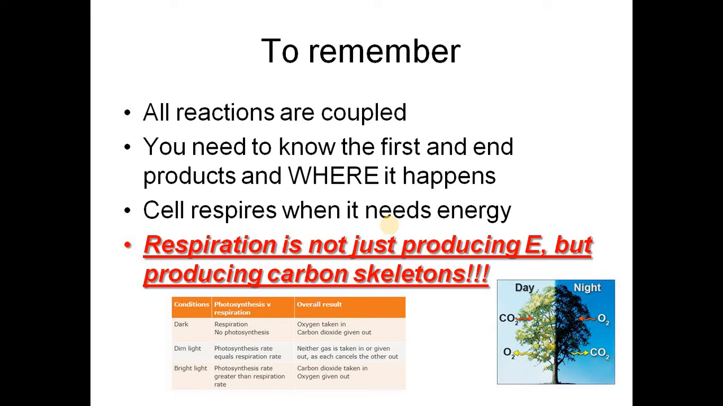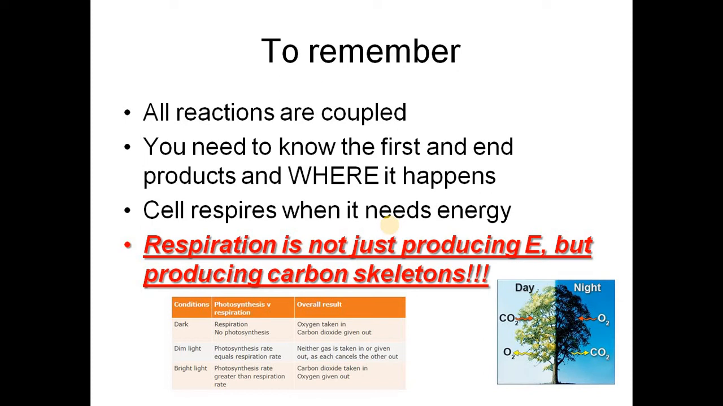You are going to go into great detail once you go into biochemistry, where you would have to know the names of all the enzymes. But here, what I'm really looking for is where it is happening, what is the point of this cycle, and what are the first and the last products.